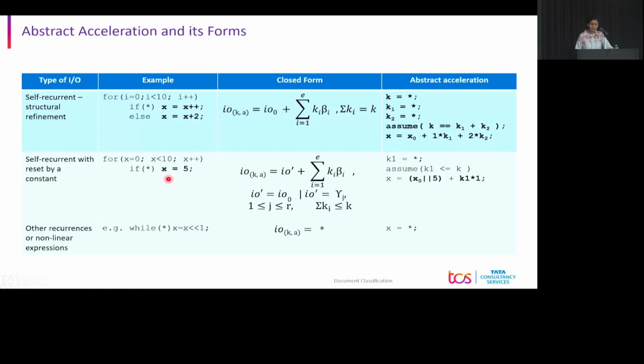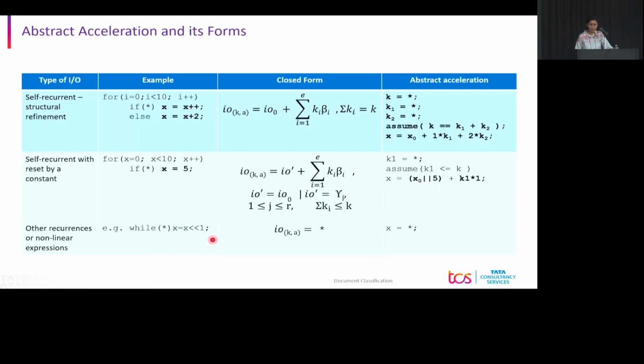And in this case, conditionally, this variable is being reset. So what would be the final value of this variable x? It would either be the initial value or 5, followed by a few number of times when this statement, x is equal to 5, was executed. So this is also a simple closed form. It doesn't require anything special.